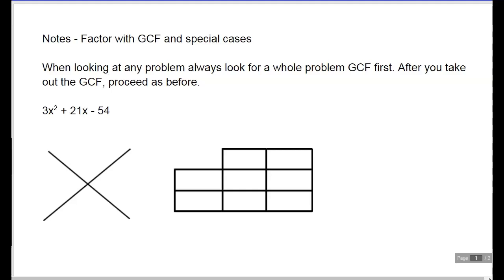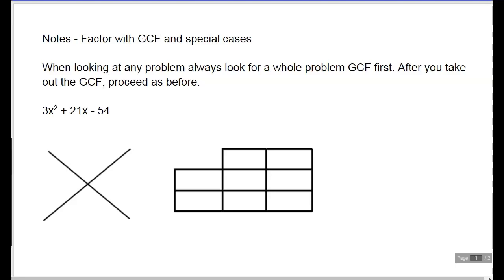Okay, today we're going to work on factoring with a GCF and special cases. So when looking at problems, you always want to look for a whole problem GCF first. If there is one, you need to take out that GCF. So we'll work on those first.